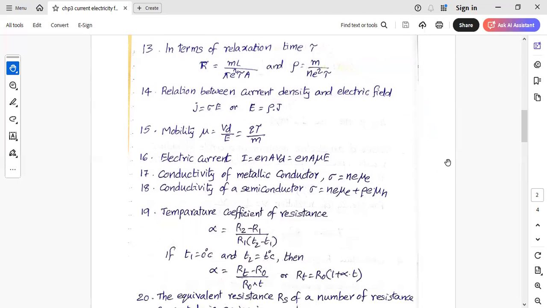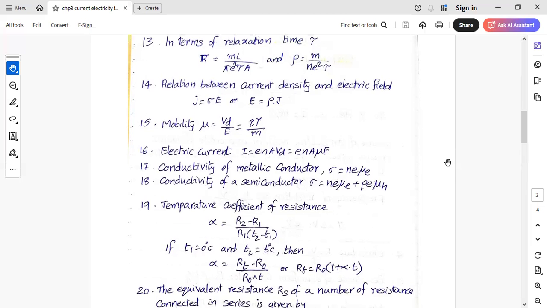Electric current I is equal to e n A Vd is equal to e n A mu E. Conductivity of a metallic conductor, sigma is equal to n e mu. Conductivity of a semiconductor, sigma is equal to n e mu e plus p e mu h.